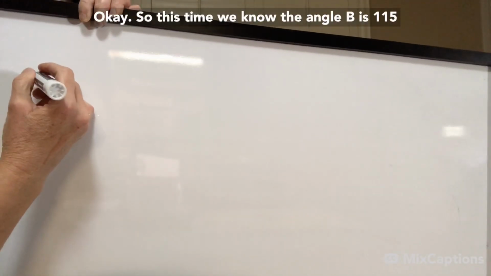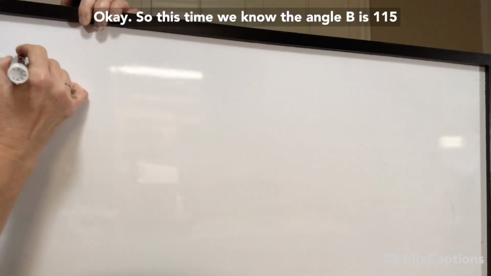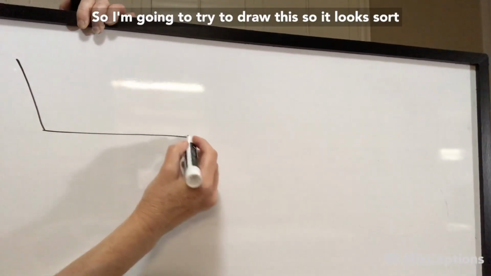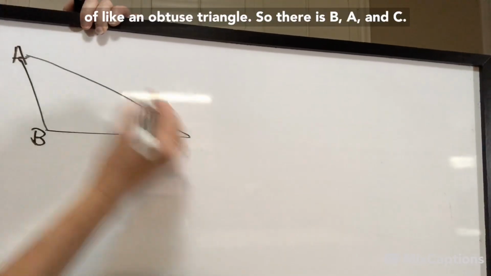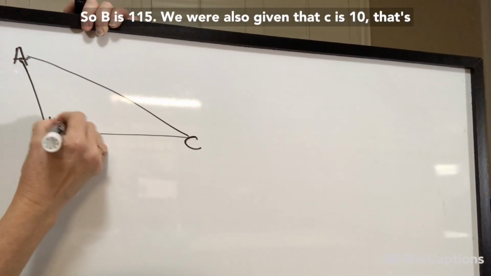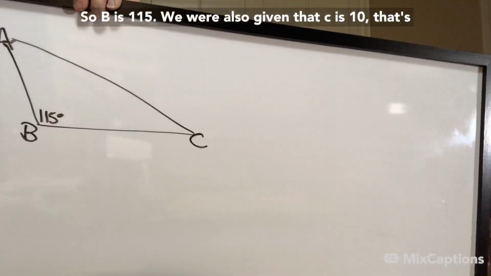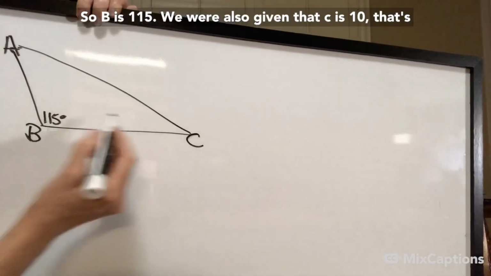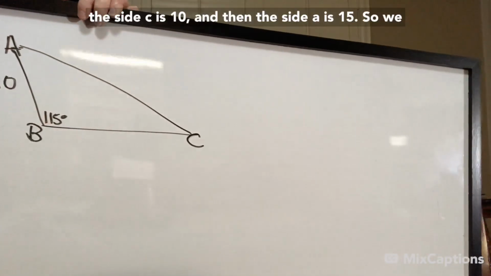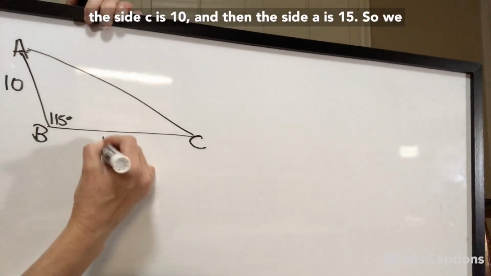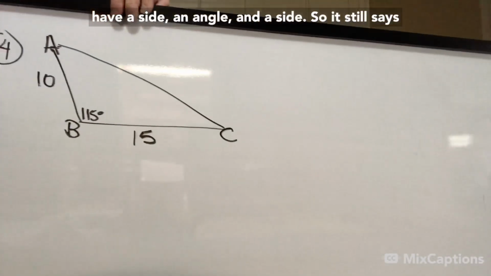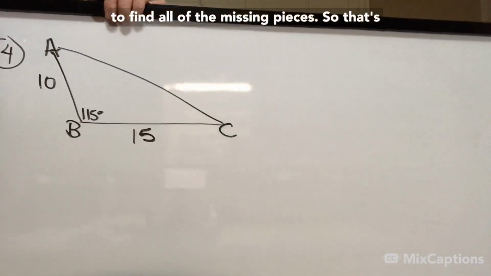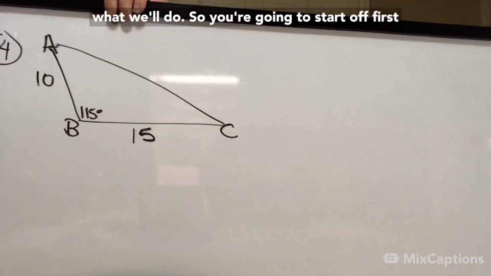Okay, so this time we know the angle B is 115. So I'm going to try to draw this so it looks sort of like an obtuse triangle. So there's B, A, and C. B is 115. We were also given that C is 10. That's the side C is 10. And then the side A is 15. So we have a side, an angle, and a side. So it still says to find all of the missing pieces. So that's what we'll do.